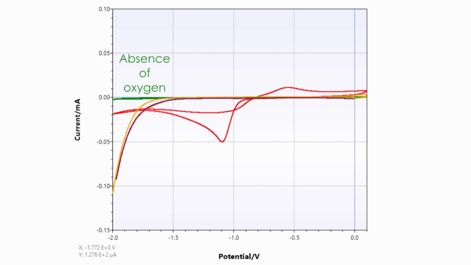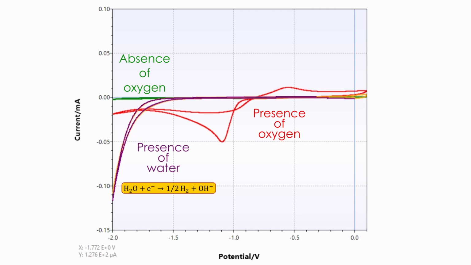The one in green here, as you can see, is without the oxygen, so that's after the degassing. The one in red is with the presence of oxygen, so a very obvious response of oxygen within our potential window. And the one that's currently running now is of course the response that we get once we've added water, even though we've still degassed our cell.